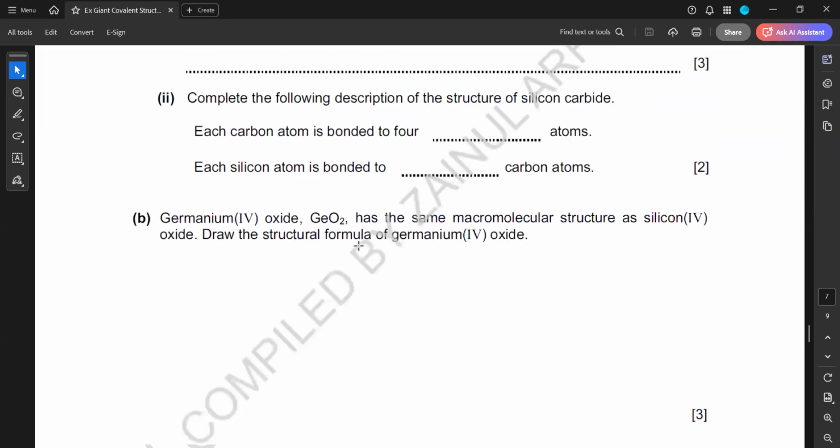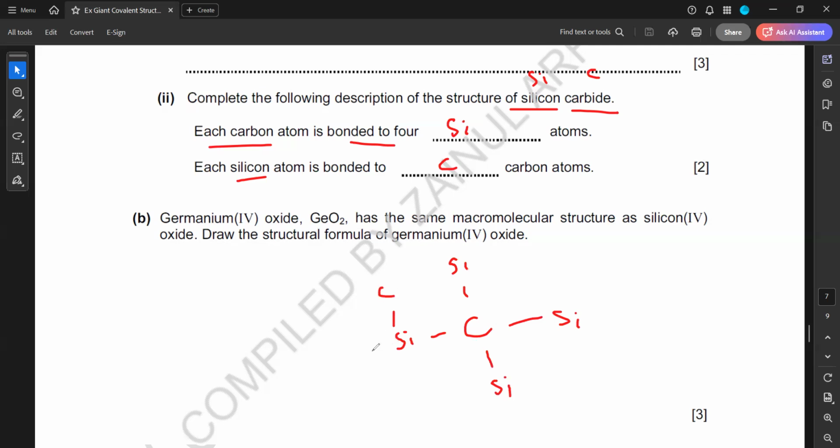The next part: complete the following description of the structure of silicon carbide. Look, silicon belongs to group 4, so it will form 4 bonds. Carbon belongs to group 4, it will also form 4 bonds. So each carbon atom is bonded to 4 silicon atoms, and each silicon atom is bonded with 4 carbon atoms. Because when an element belongs to group 4, it will form 4 bonds. This is the structure of silicon carbide, which I drew here. Then we continue, the repetition will be there: silicon, carbon, and so on. 1 carbon with 4 silicon, then 1 silicon with 4 carbon around it.